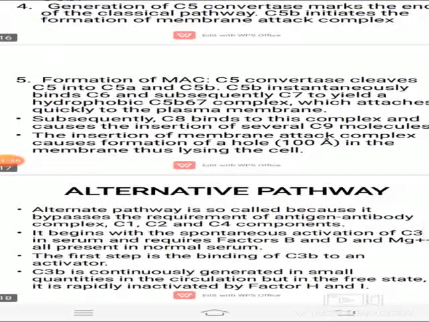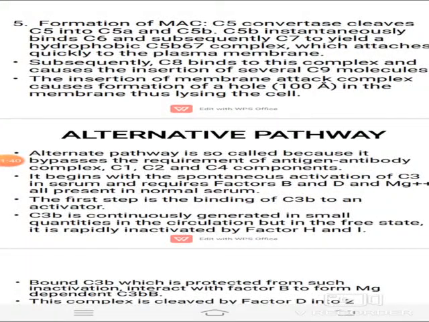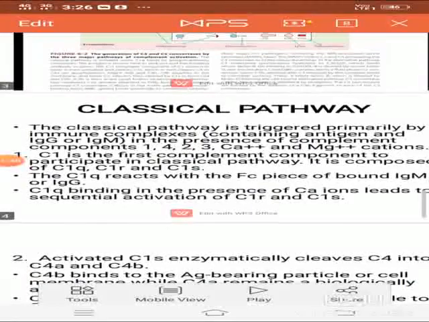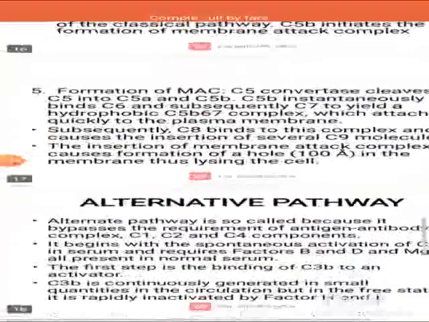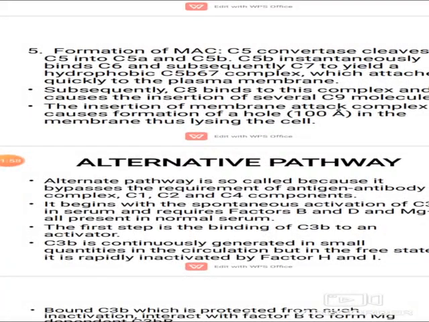So the next is the alternative pathway. The alternative pathway is so called because it bypasses the requirement of the antigen antibody complex, C1, C2, C4. In the classical pathway we used complement components 1, 4, 2, 3 and calcium and magnesium ions, whereas this alternative pathway doesn't need the antigen antibody complex or C1, C2, C4 components.